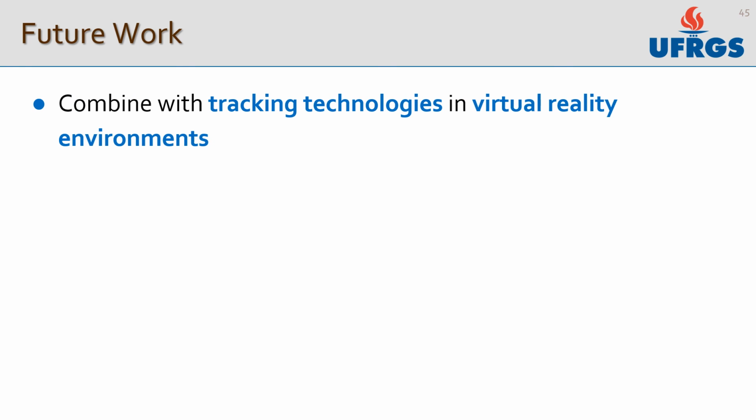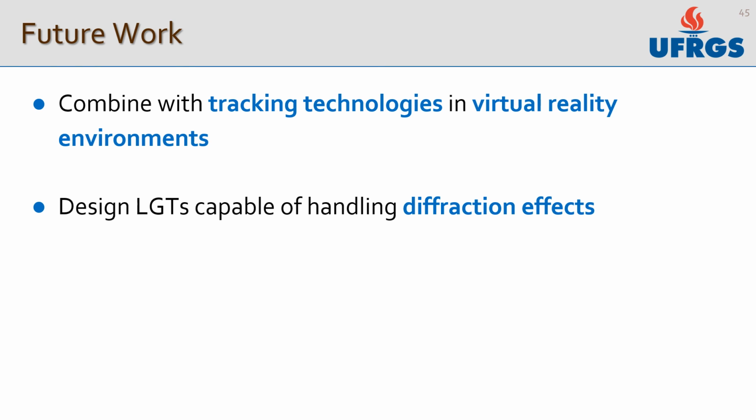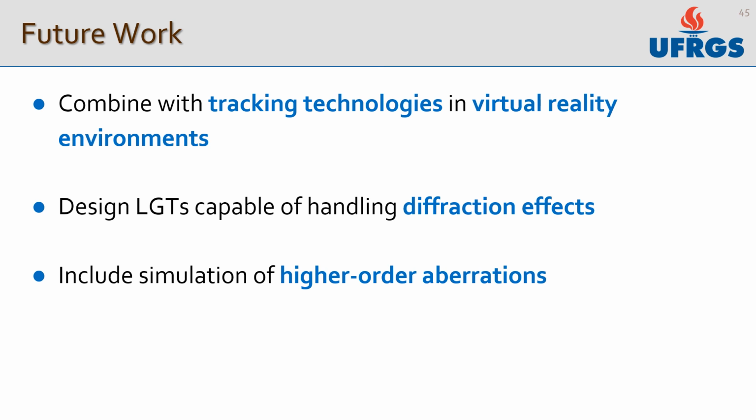And here I list interesting ways to extend our work. First, the combination of our technique with tracking technologies in virtual reality. This is a promising application since our trees wouldn't need to be recomputed for the viewer translation and orientation changes. Implementation of trees that can handle diffraction effects for microscopic environments, for example, where these effects are more significant. And finally, include higher-order aberrations in our simulations. They are not so prevalent as lower-order ones, but they definitely exist and should be considered.